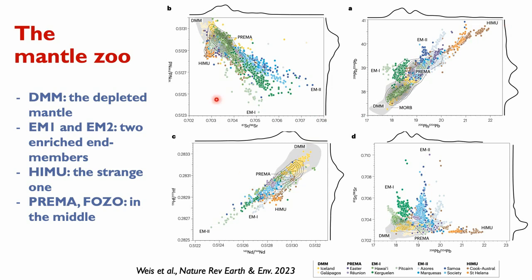And then we have in the middle, where you have all this concentration of points, what is called PREMA or sometimes FOZO, which is basically where there is a high density of data. And you can see the density of data from the curve here on the top or on the side, which shows the density of data located on each of the axes.